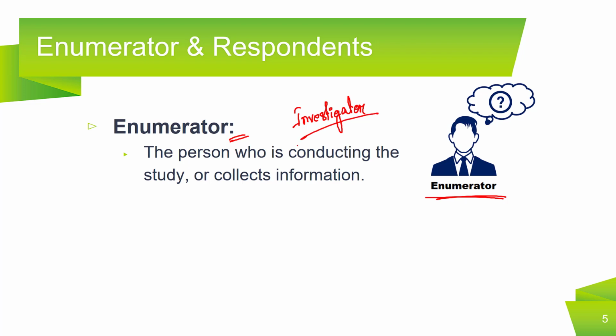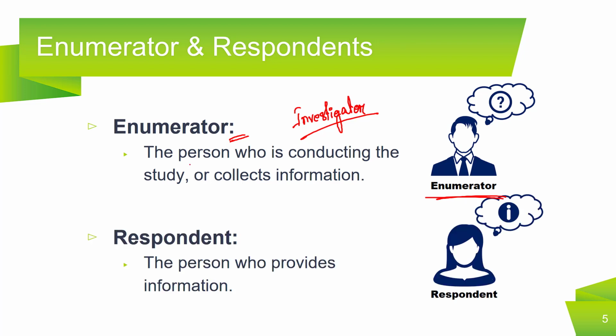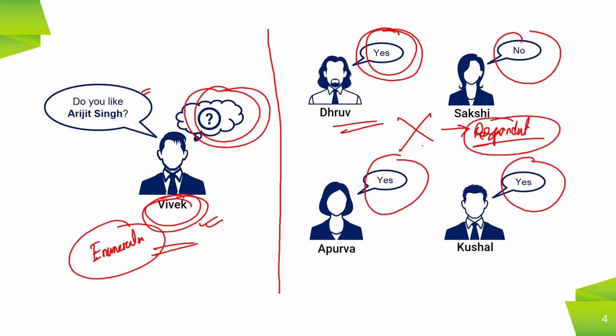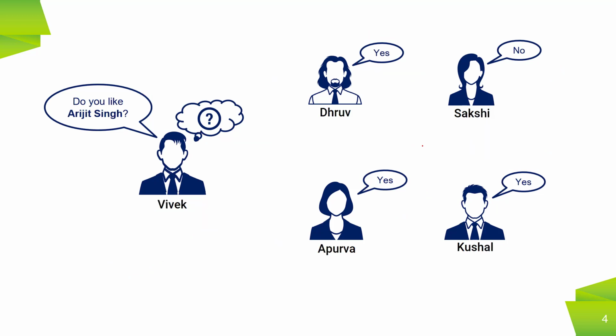So enumerator and investigator are the same. The person who is conducting the study, or who has a particular question in his mind, is called enumerator. The person who provides information is called respondent. So in this example, Vivek is an enumerator or investigator, and all four of them are respondents. These two are the words also associated with collection of statistical data.